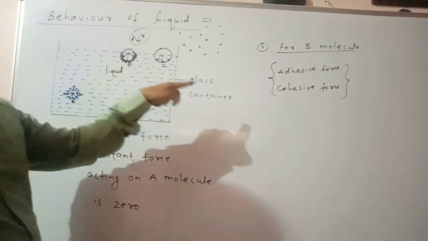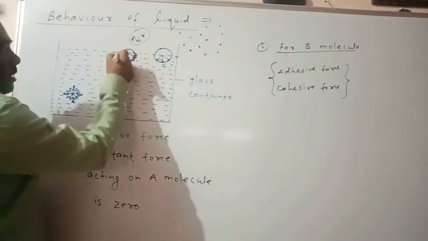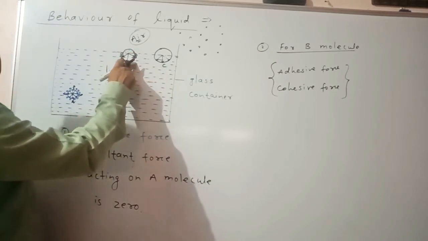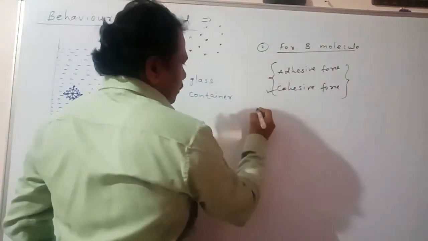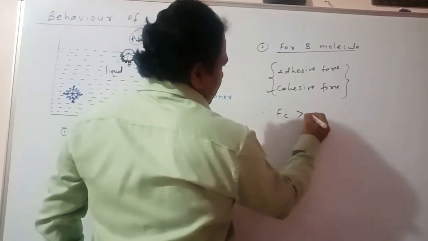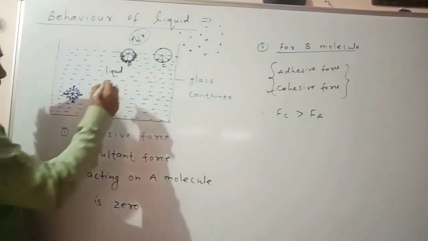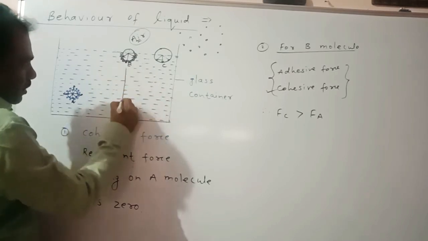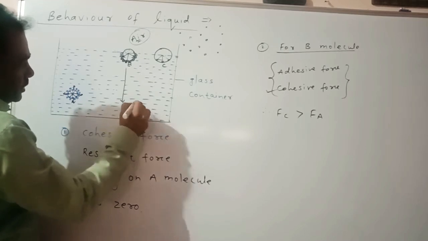So these two forces are acting on molecule B. Which force is greater than which force here? The question may arise. Here the number of water molecules is maximum, so cohesive force is greater than adhesive force. Therefore, the resultant force acts in a downward direction. This is the direction of the resultant force.